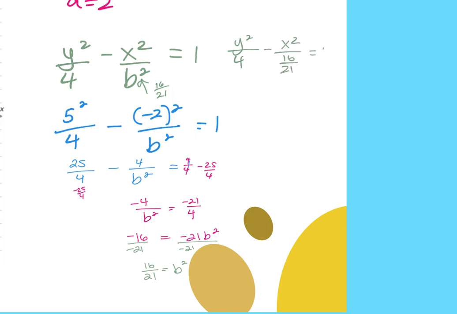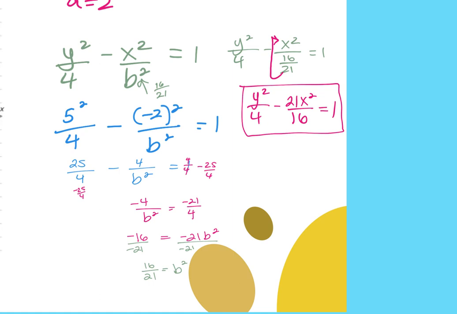How do I get rid of a fraction in the bottom? Good. Oh, no, no. Don't move it. Keep, change, flip, but what's the shortcut? You remember? Just move the bottom of the bottom to the top. So y squared over 4 minus 21x squared over 16 equals 1. So when you have a fraction in the bottom of a fraction, you can move the denominator of that fraction to the top. It'd be the same thing as doing keep, change, flip. You just avoid that step.